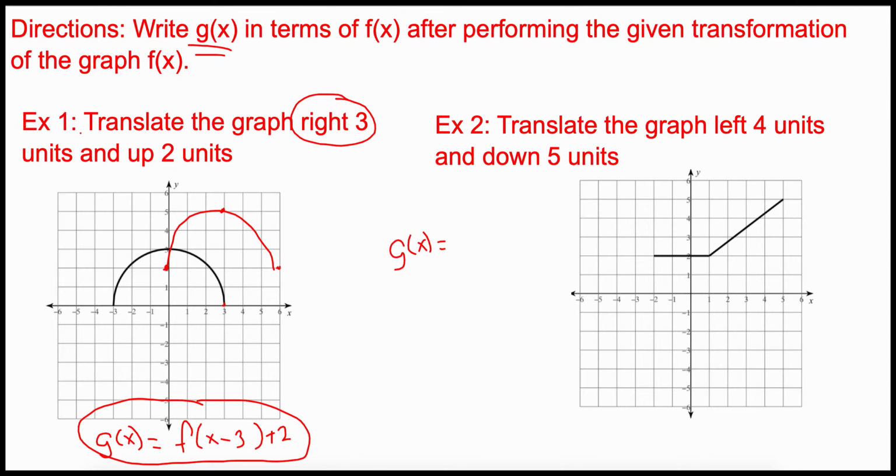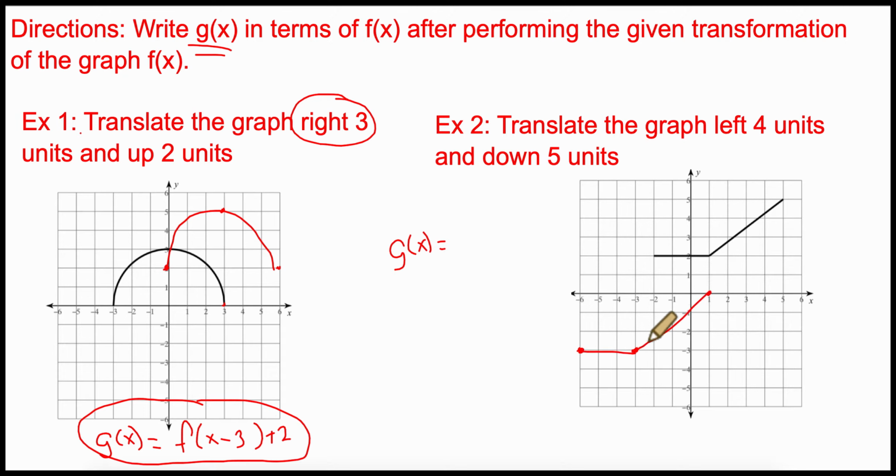All right, let's take a look here. So I'm going to shift it 4 units to the left and 5 down. 1, 2, 3, 4, and then down 5. 1, 2, 3, 4, 5. Right there. This point, 1, 2, 3, 4, and then 5 down. Last but not least, 1, 2, 3, 4, and 5 down.